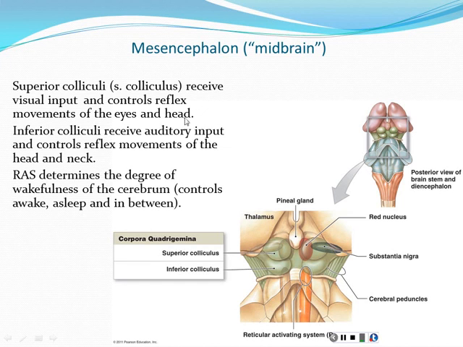We have two superior colliculi and two inferior colliculi, and they do different things. The superior colliculi are all about vision. They take visual input from the eyes, and they use that input to control the position of the eyes and head.